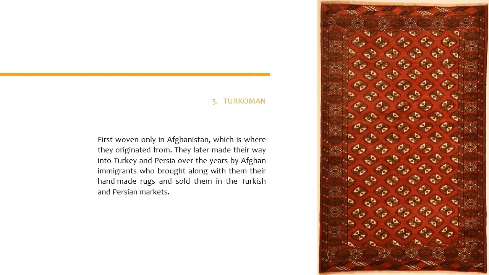Turkoman. Turkoman rugs were first woven only in Afghanistan, which is where they originated. They later made their way into Turkey and Persia over the years, brought by Afghan immigrants who carried their handmade rugs and sold them in Turkish and Persian markets.